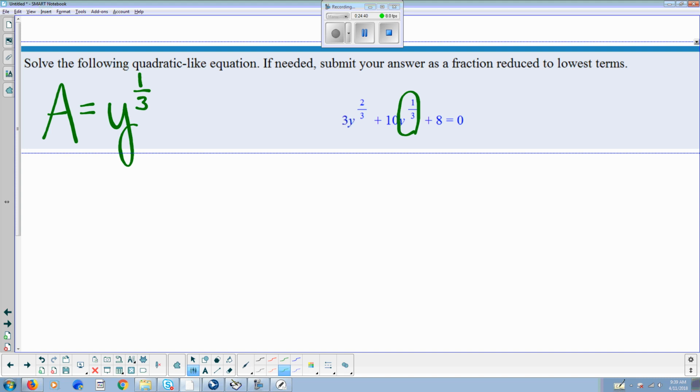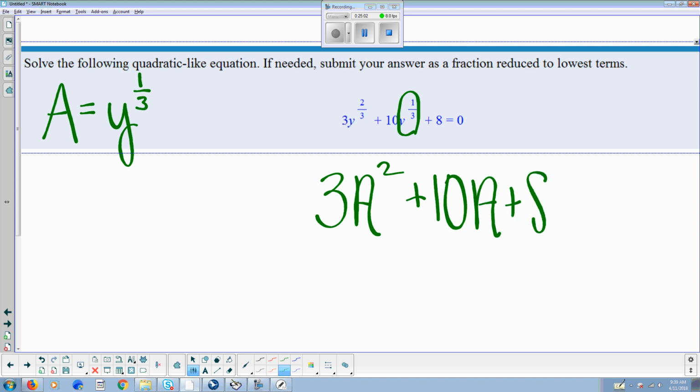Okay, so what does that mean? That means that this is 3 times capital A, and if y to the 1/3 power is A, then y to the 2/3 power is A squared. Okay, this is beautiful because it has a leading coefficient, and so I can either factor by AC or go straight to the quadratic formula.